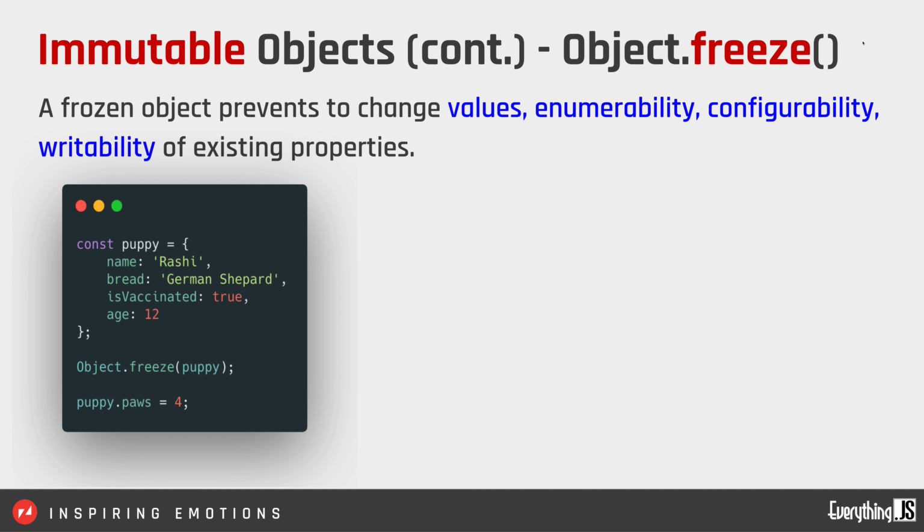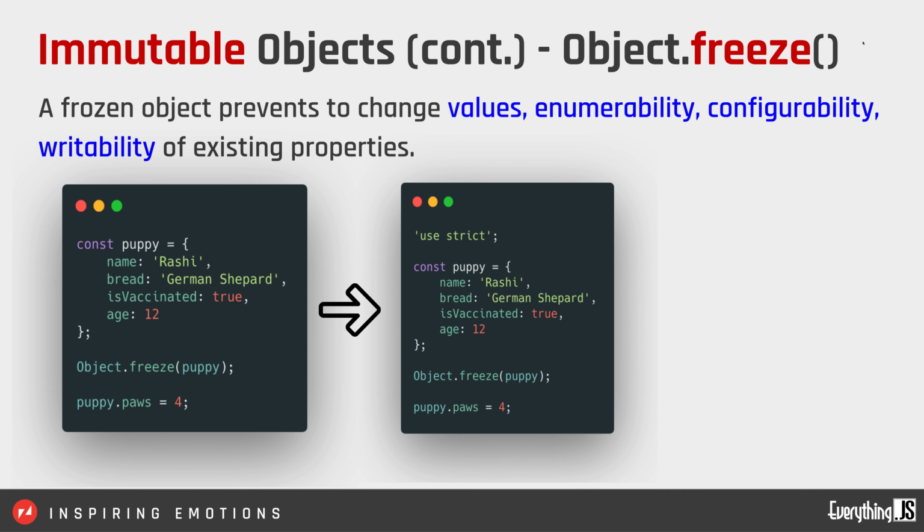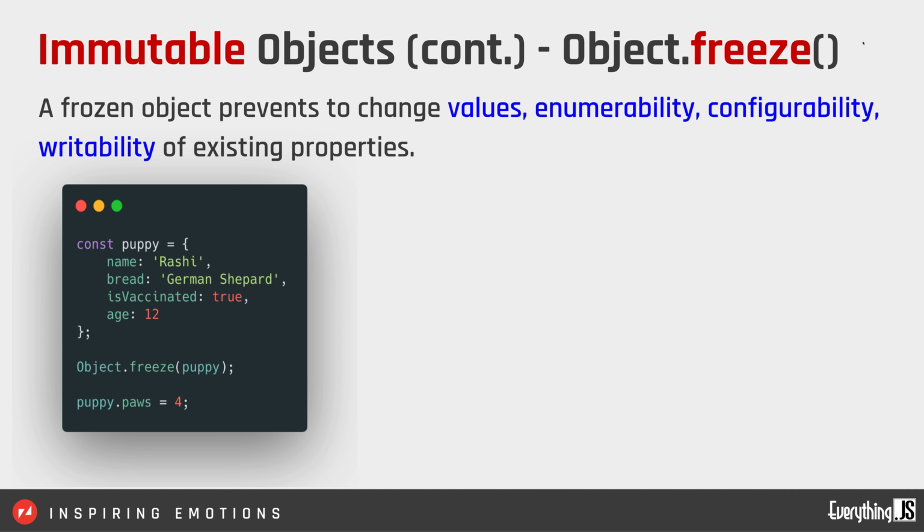You have to keep in mind that after the object is frozen, you can't change the values, enumerability, configurability, and writability of the object properties. Any guesses? As usual, nobody's going to guess, so I'll give you the answer. You can't create a new property, but what do you think about changing the value of age? Can we do that?